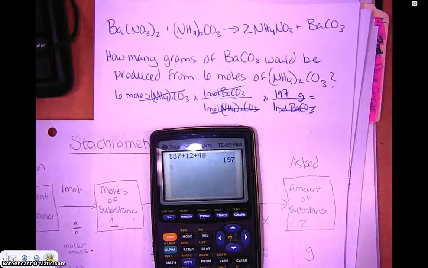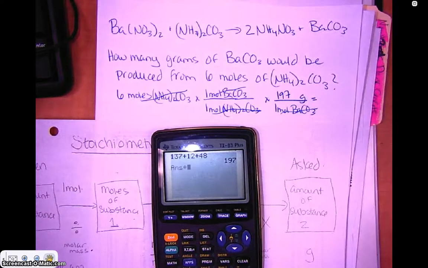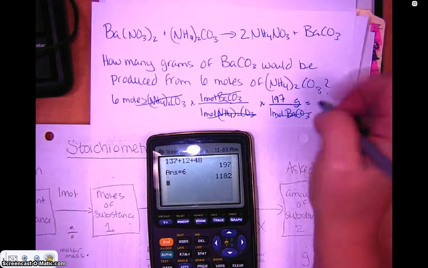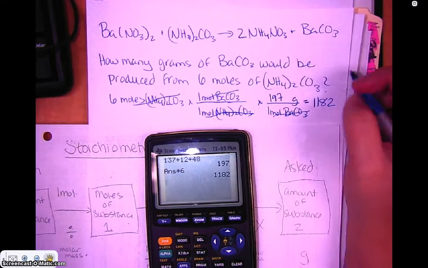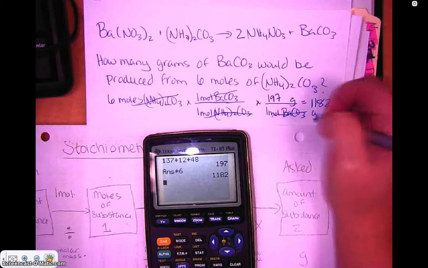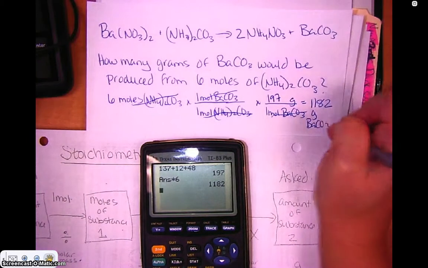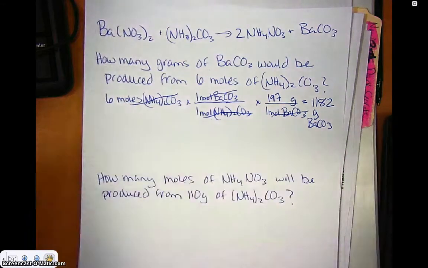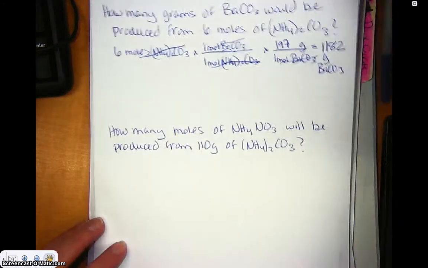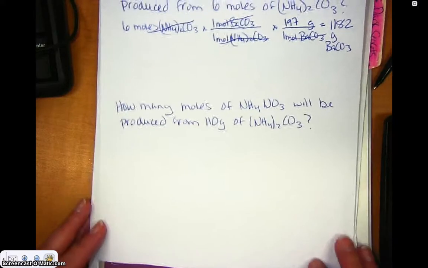So in order to do this conversion, I'm going to do 6. The 1's cancel, so I'm just going to do 6 times 197. And I get that from this reaction, I can make 1,182 grams of barium carbonate. All right, let's go ahead and do one more. In this example, it says, how many moles of ammonium nitrate will be produced from 110 grams of ammonium carbonate?